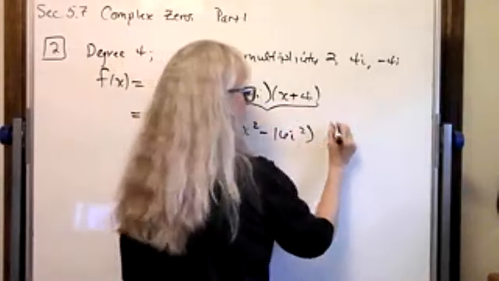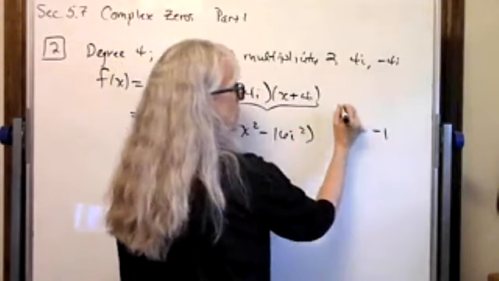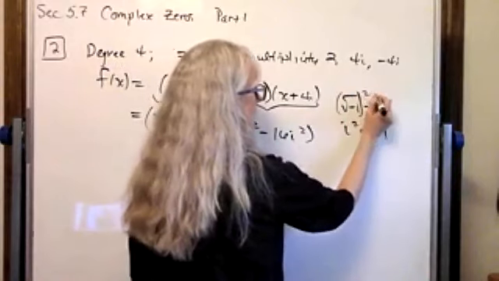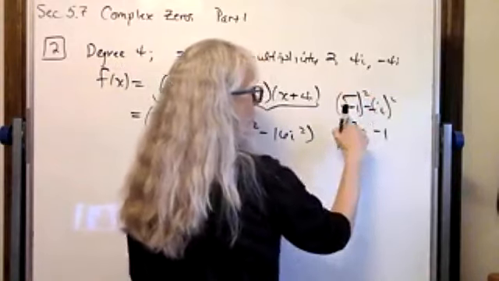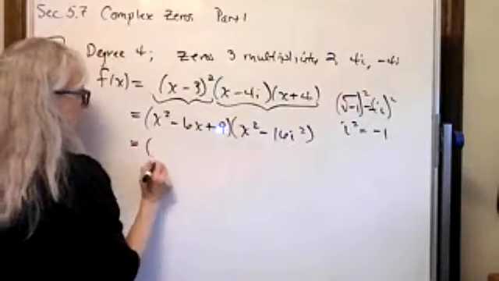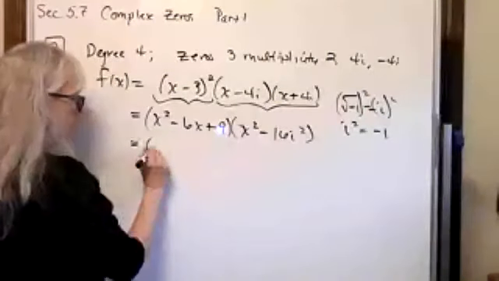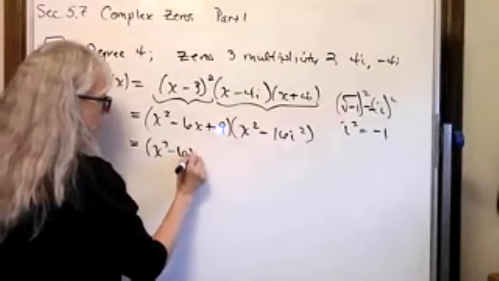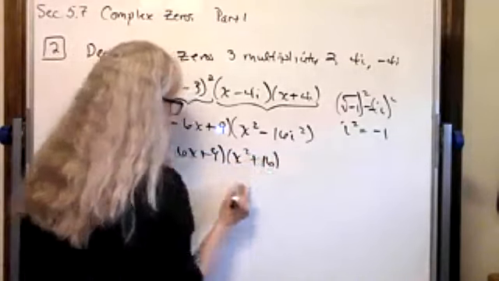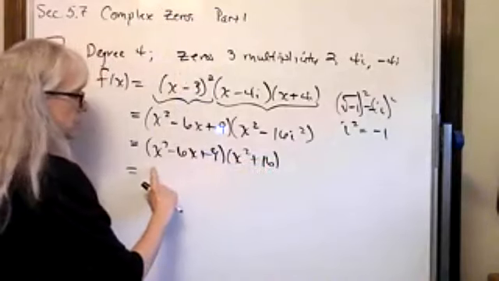But we know that i squared is equal to negative 1. That comes from the fact that the square root of negative 1 is equal to i. If you square both sides of that, you'll get i squared equals negative 1. Sorry, we're going to replace the i squared with a negative 1, which in turn makes this into a positive 16. So x squared minus 6x plus 9, times x squared plus 16. And then all we need to do is multiply these 2 polynomials together. So these 2 factors together.